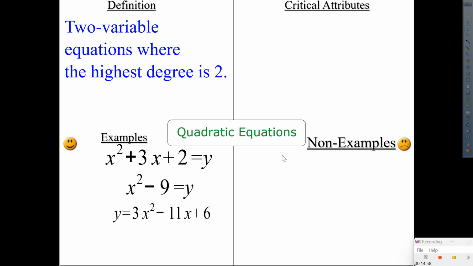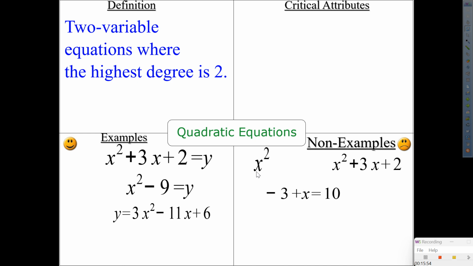All right. Non-examples. Don't copy this. Look at them. Tell your neighbor why these are not quadratic equations. Why are those not quadratic equations? All right. Good conversation. Let's see.